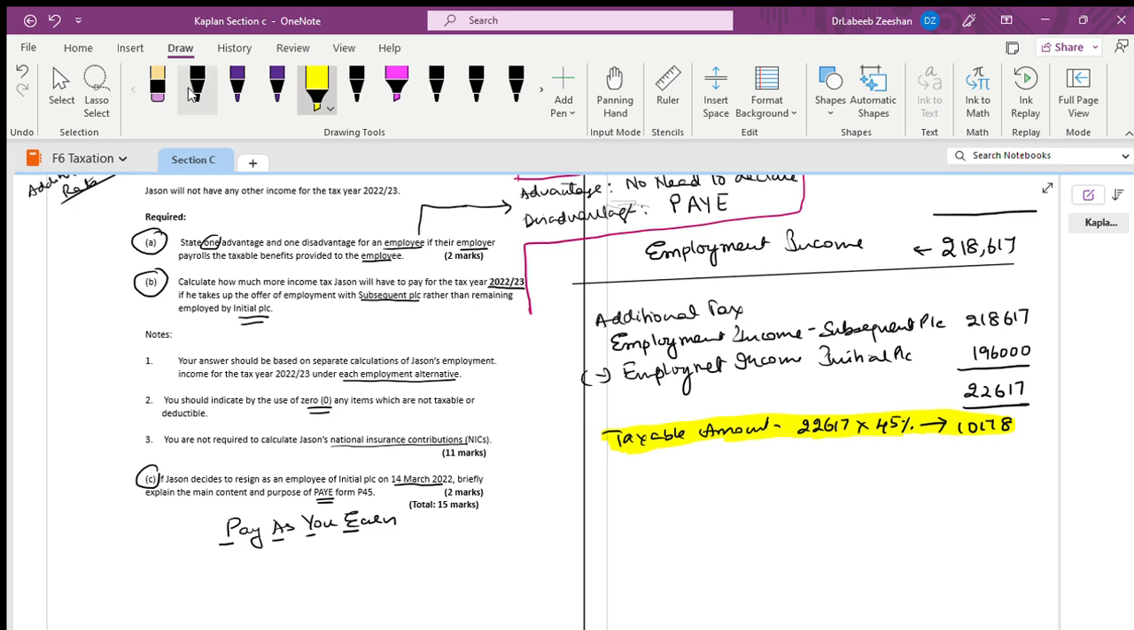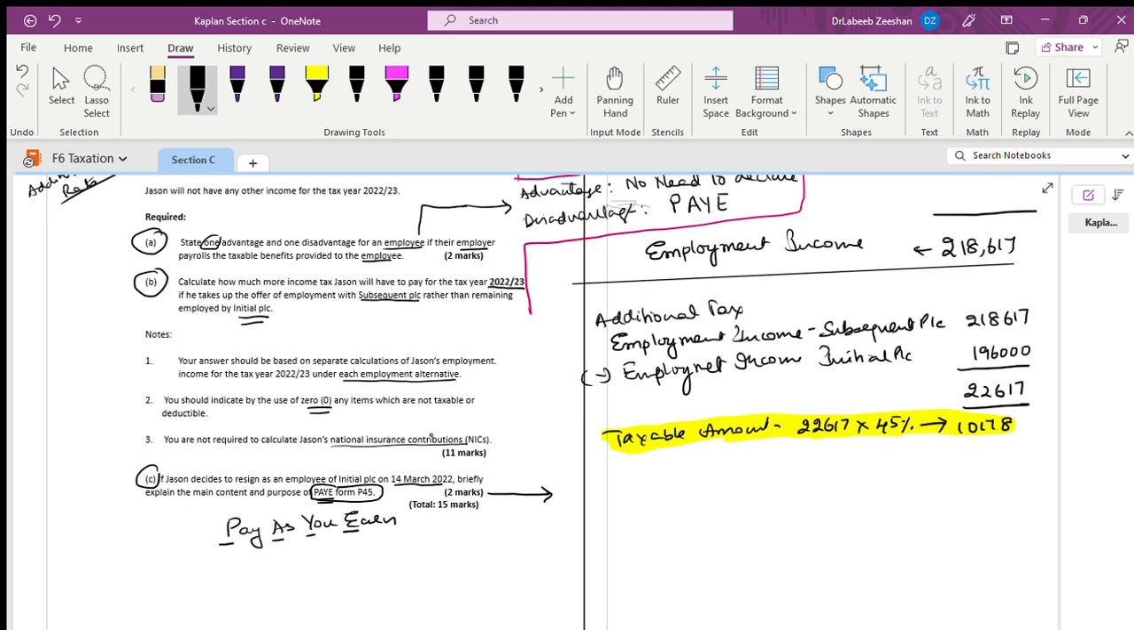Next. Fine. Now, this is over. Okay? This we have done. Jason decides to resign as an employee of Initial PLC on 14 March. Briefly explain the main content and purpose of the form. What is the significance of the PAYE form? Understand, right? What is the significance of the PAYE form? What does it say?